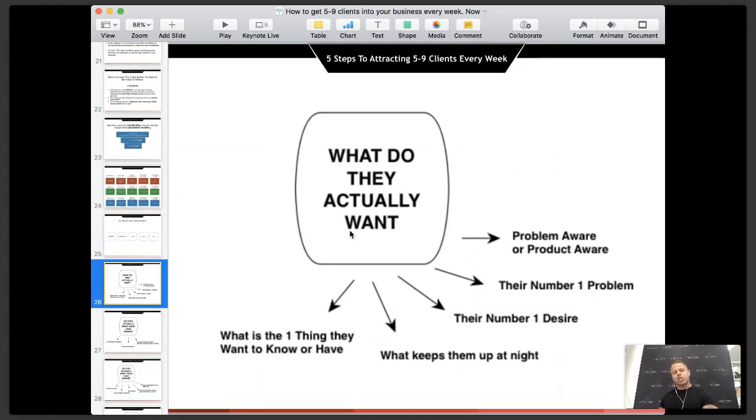So what do they actually want? You have to understand this. If you can, write this down as you're listening. Get a pen and paper out, write on your laptop, write on your knee, your arm, whatever you need to do. You need to ask, what are the frustrations that keep my marketplace up at night?